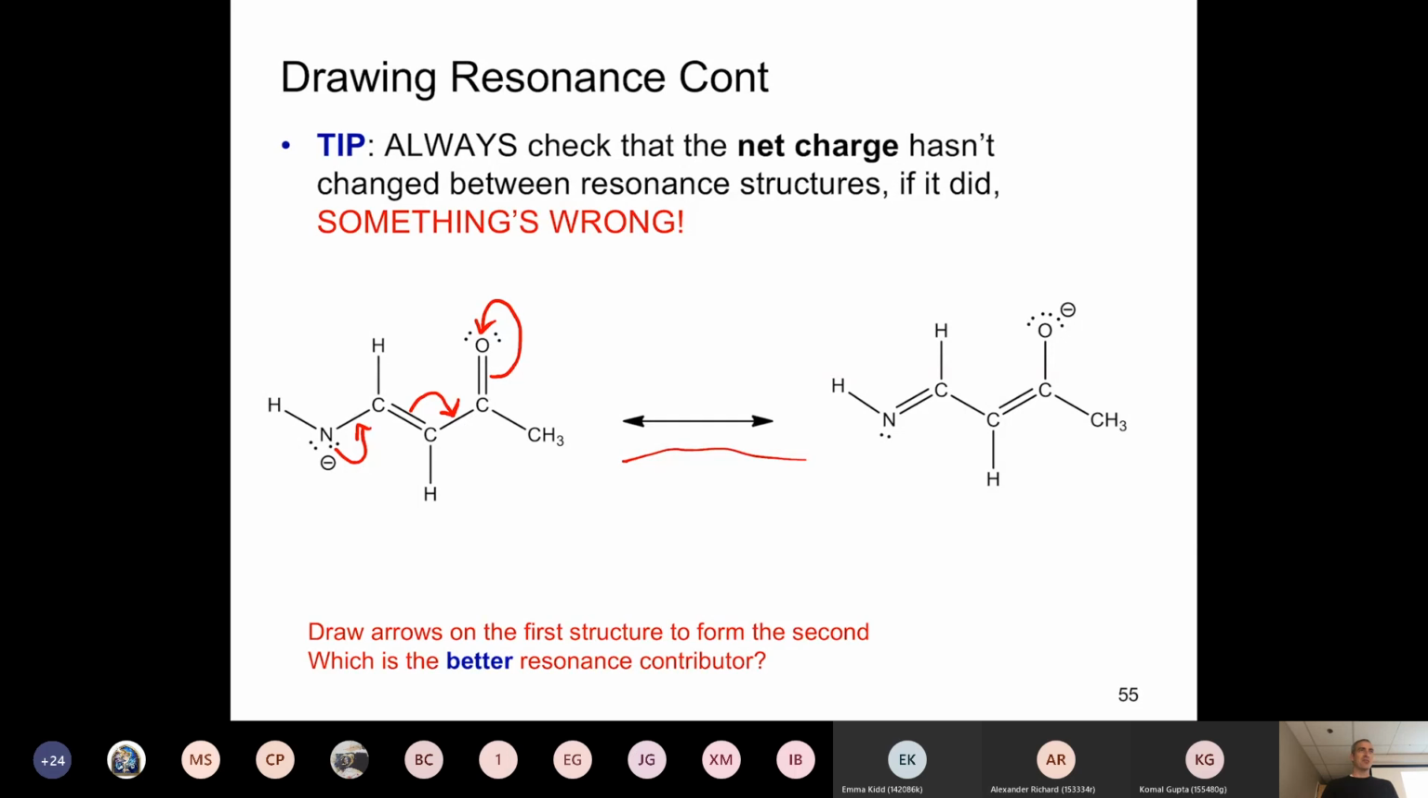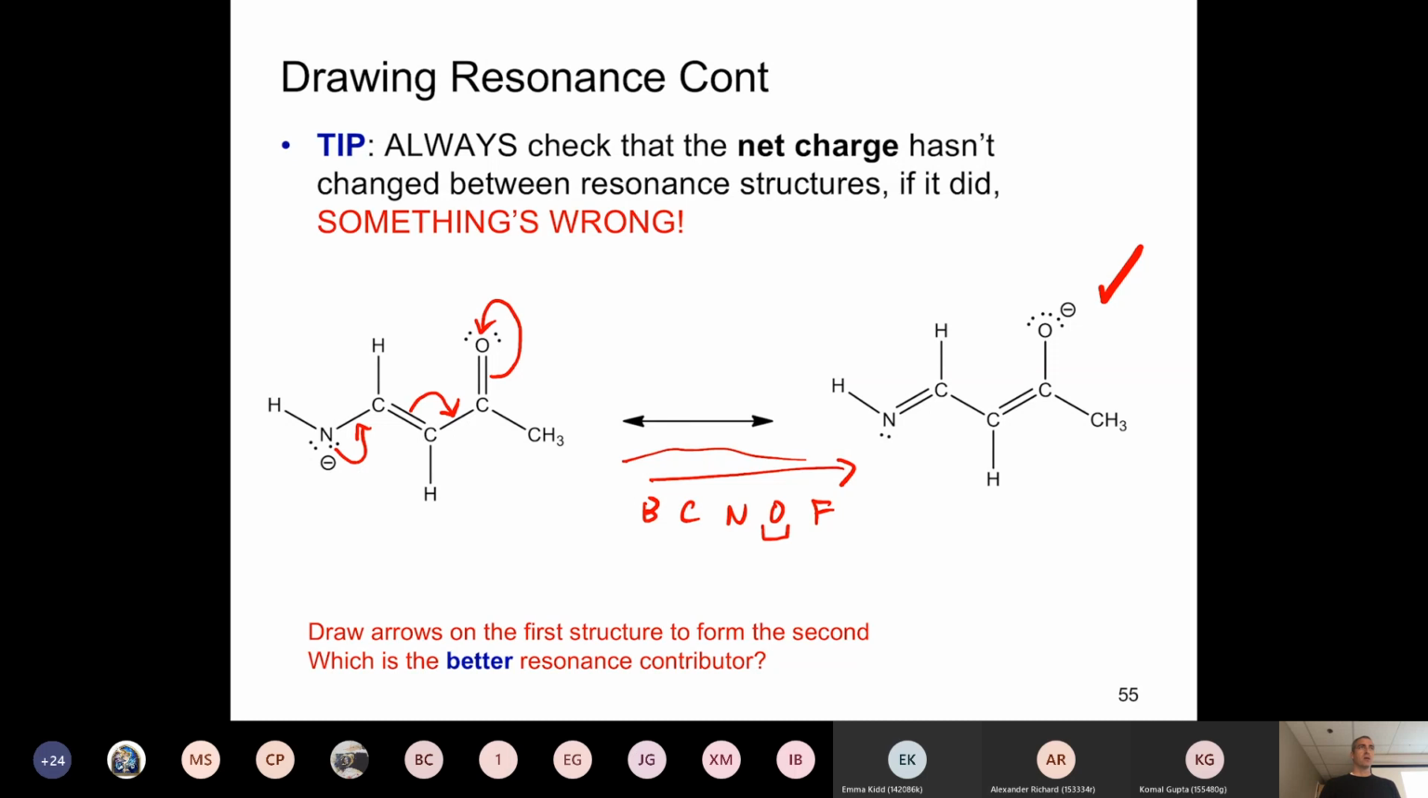Everyone said the second one. Great. And that's because the best structure is the one where the charge is on the more electronegative atom, right? Because the periodic table goes boron, carbon, nitrogen, oxygen, fluorine, electronegativity increases in this direction. Oxygen is more electronegative than nitrogen. That means this structure is the preferred, or what we would say is the larger contributor.